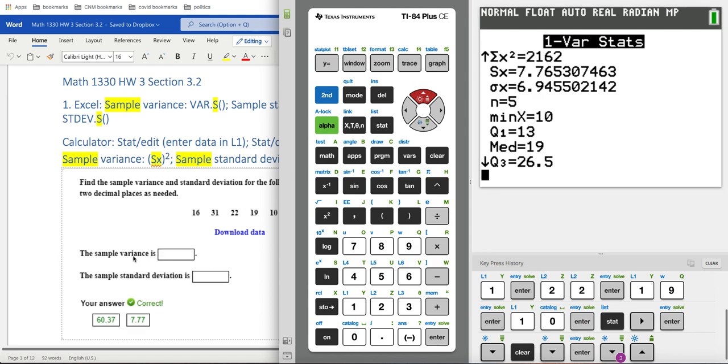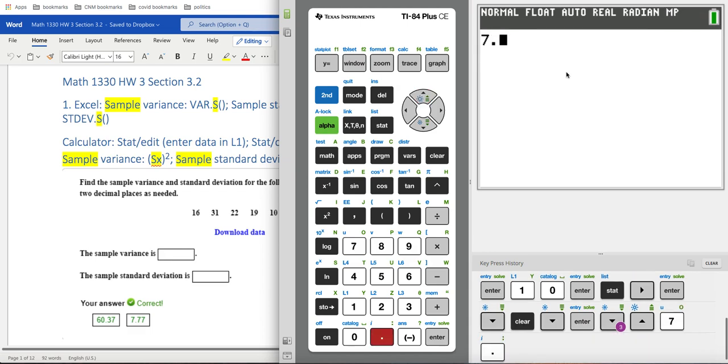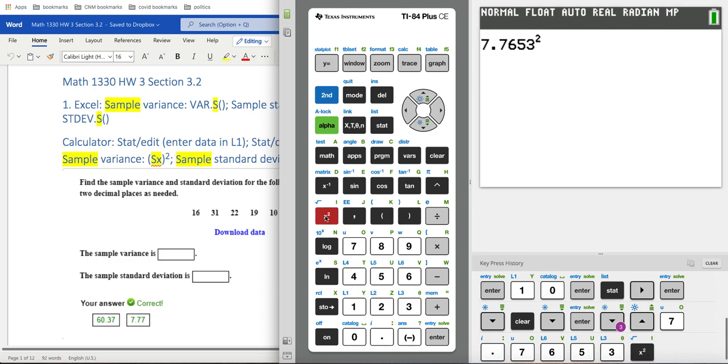So like for this one, when it wants the sample variance, I would then have them write down 7.7653, and then they would type in 7.7653, and then use the x squared button and just get the variance that way. The one thing that kind of throws them off is that it asks for the variance first and they have to do the standard deviation first.